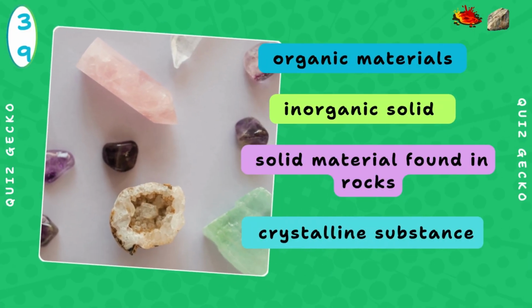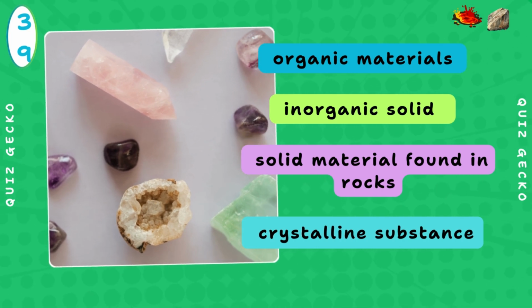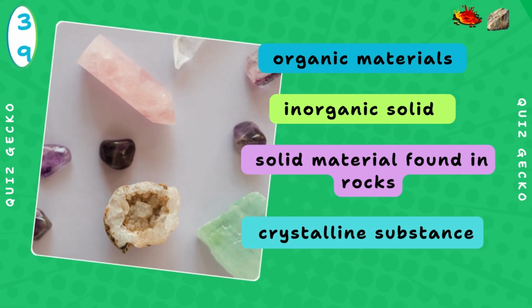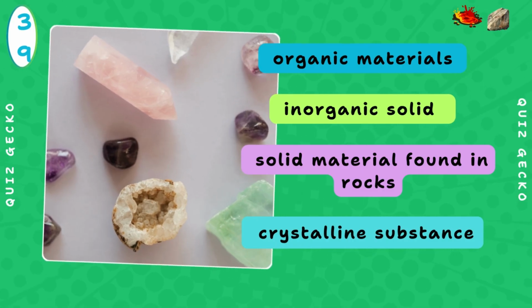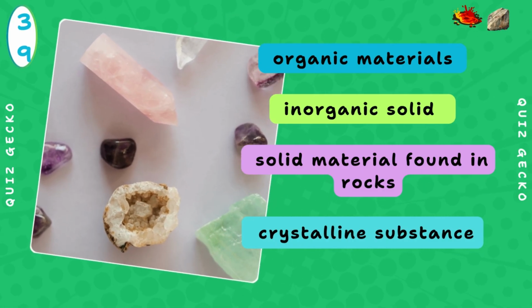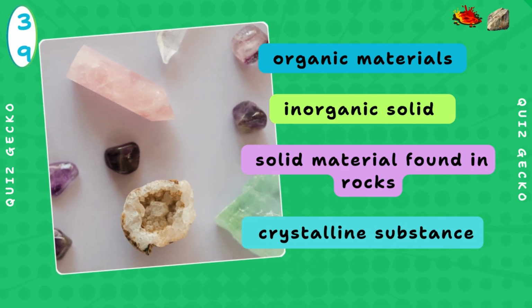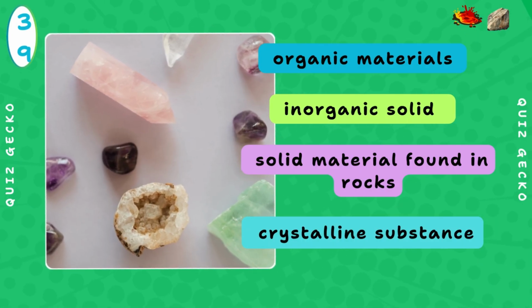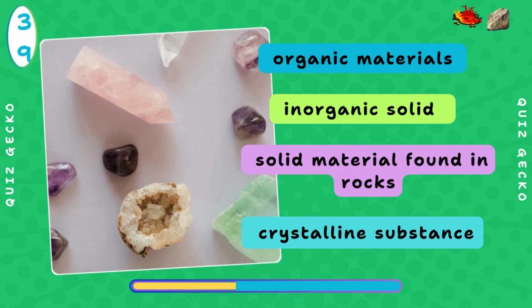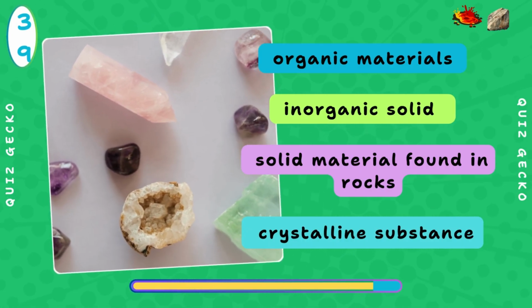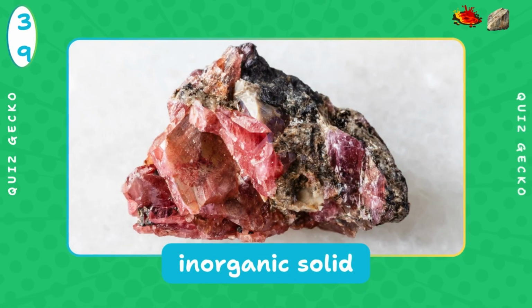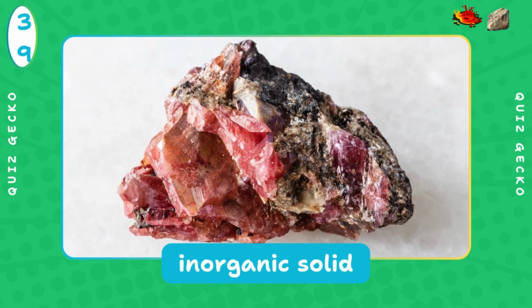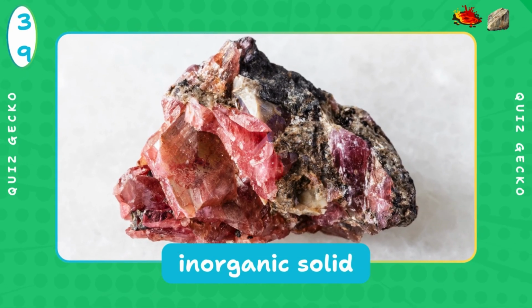A naturally occurring solid substance, including organic materials like coal and amber. A naturally occurring inorganic solid with a definite chemical composition and crystal structure. Any naturally occurring solid material found in rocks. A naturally occurring crystalline substance, whether solid or liquid. The answer is a naturally occurring inorganic solid with a definite chemical composition and crystal structure.